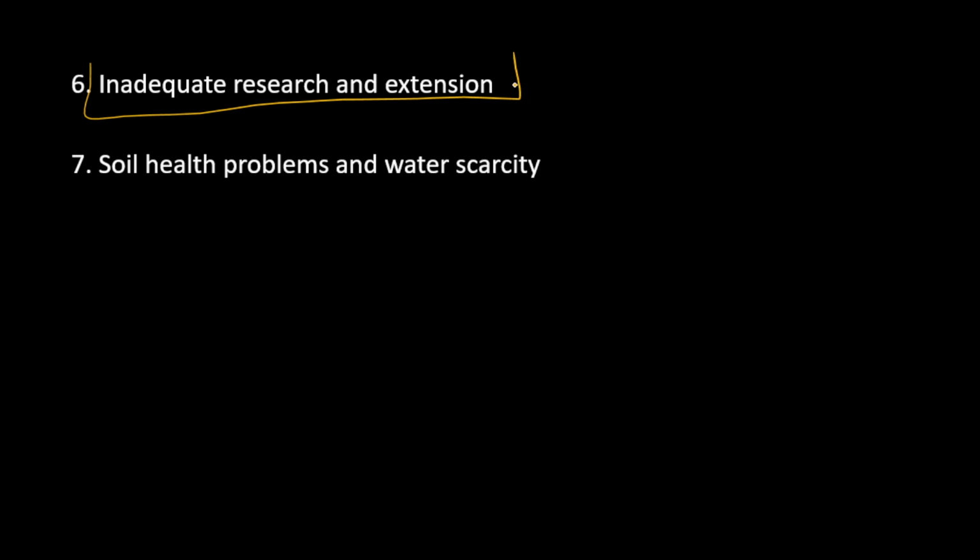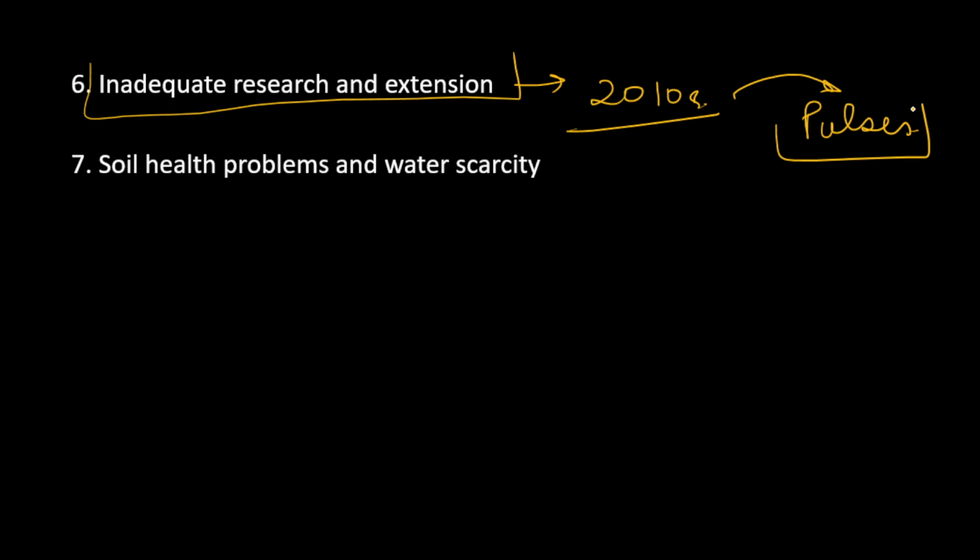Although in recent times, after 2010, due to climate change and other things, the trends are shifting, and pulses and millets are being taken into the mainstream now because they are more environmentally friendly, more nutritious, and good for soil health. But before, there was inadequate research and extension, and it will take some decades to cope with the problems we have created in the last few decades.